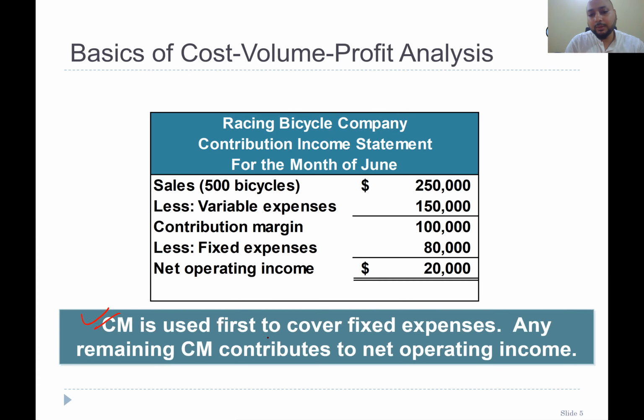CM is used first to cover fixed cost. Any remaining CM contributes to the net operating income directly, right? Whatever is above the fixed cost, after contribution margin, whatever is left after covering fixed cost will directly go to your net operating income. Again, I'm repeating this definition. I hope something rings in your mind about what I'm talking about.